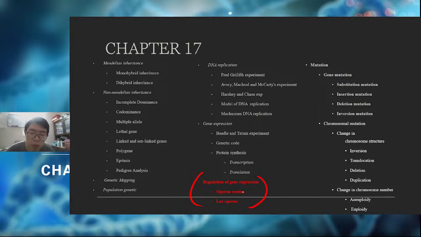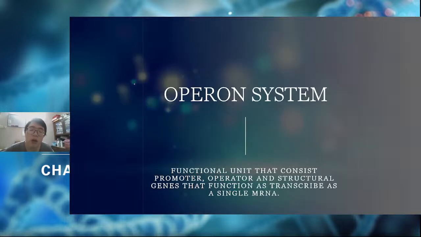You have to know what is an operon system, and the operon system that we learn is the lac operon. Firstly, you have to know what is meant by operon system. An operon system is the functional unit that consists of promoter, operator, and structural genes that are transcribed as a single mRNA. So actually it is a DNA sequence.